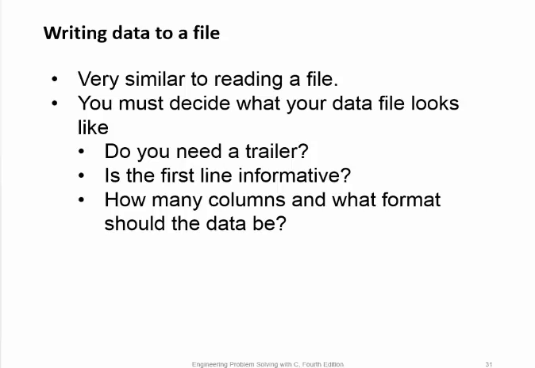And then you also have to decide how you're going to identify things in the file. Do you need a trailer to indicate the end of the file? Do you need the first line of the file to be something informative, like how many lines of data there are, or the date when the data was taken? You can have lots of informative lines first. And then finally you have to decide how many columns and what format the data should be. Is it integers? Is it doubles? You have to decide all of that before you can write the program. And again, you have some knowledge of what your data is going to look like, and you're going to write it to a file.